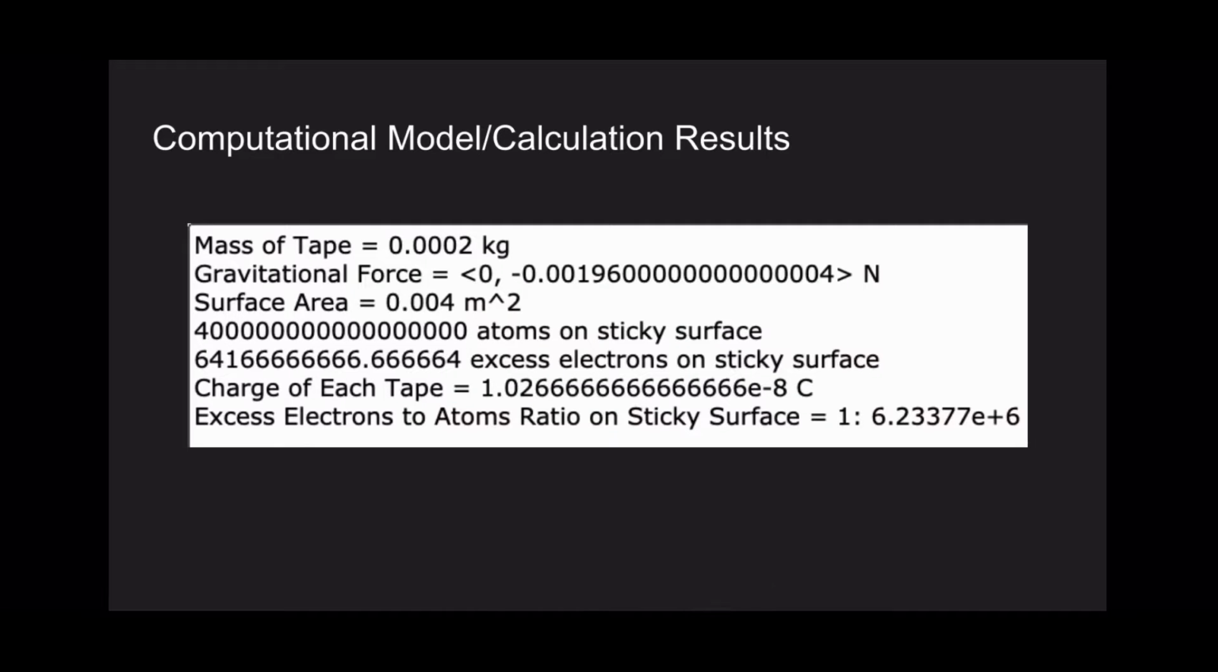Once the code runs in GlowScript, we are able to print out our calculation results. We get the tape's mass, gravitational force, surface area, the number of atoms on the surface, the number of excess electrons on the surface, the charge of each tape, being that they are both the same, and the excess electrons to atoms ratio on the surface.